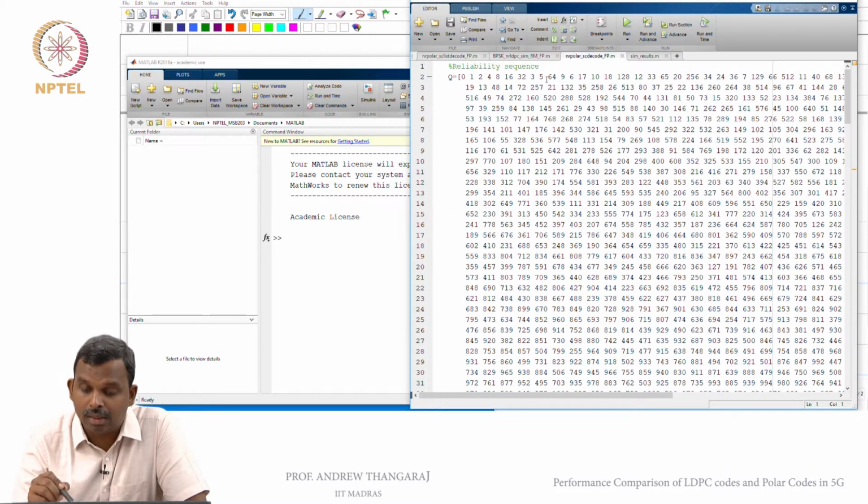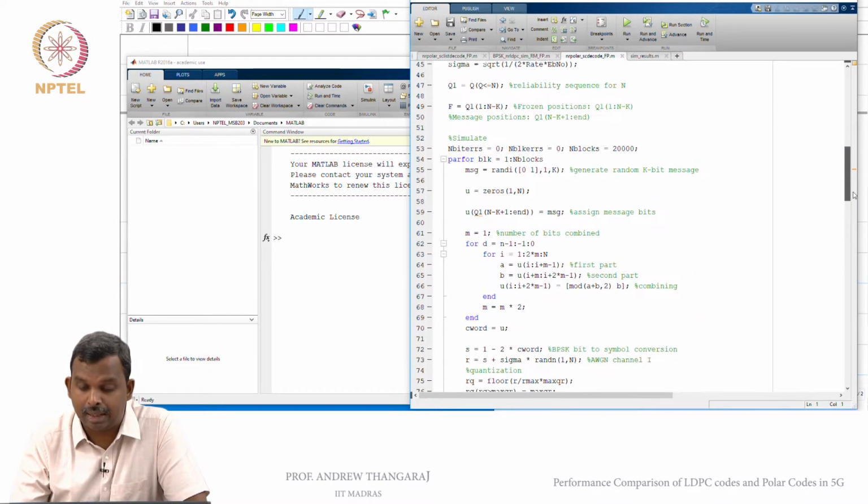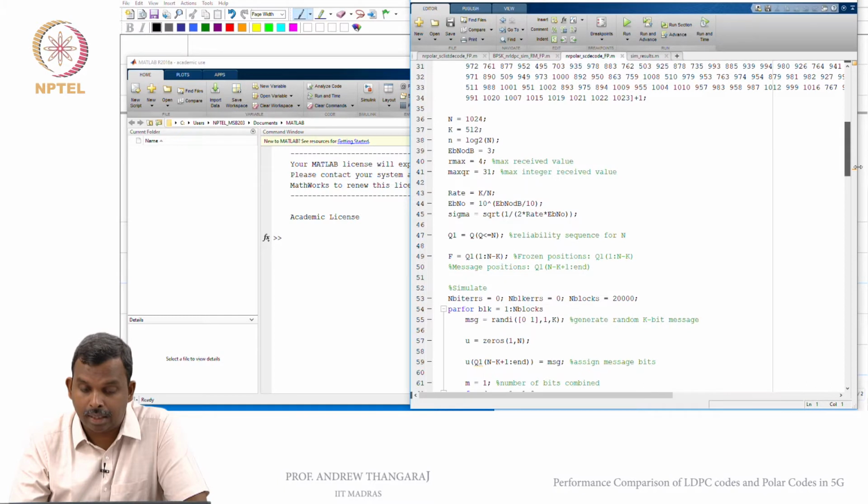There's also the SC decoder. There's no major other choice here other than quantization, so one can do that also. Okay, so this is something that's done.